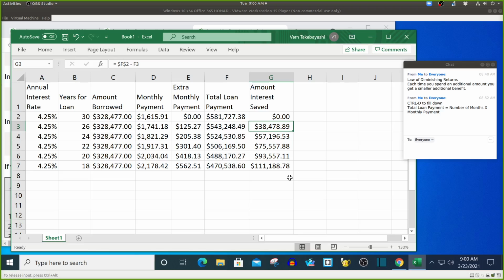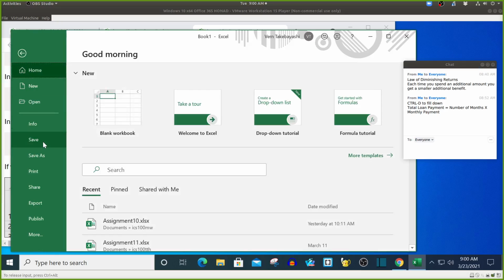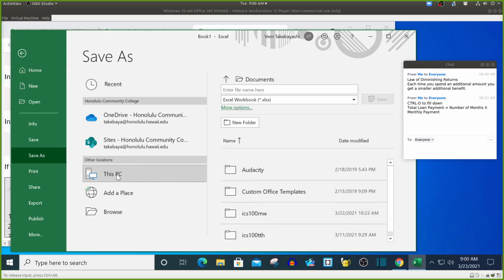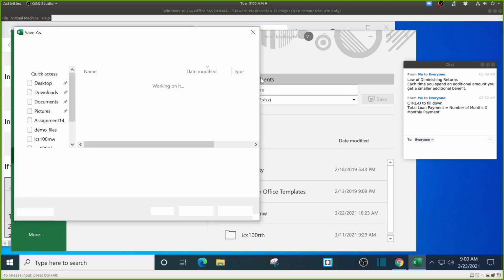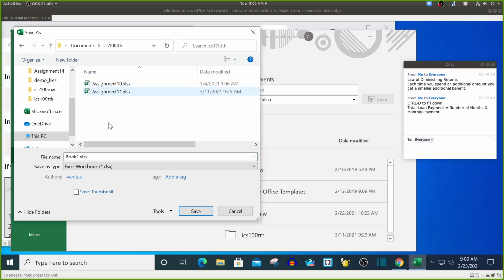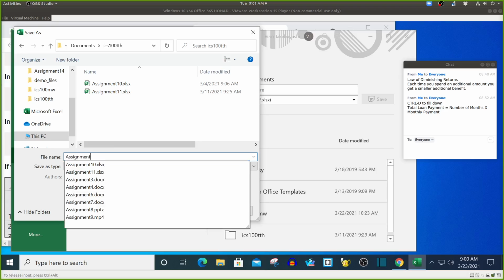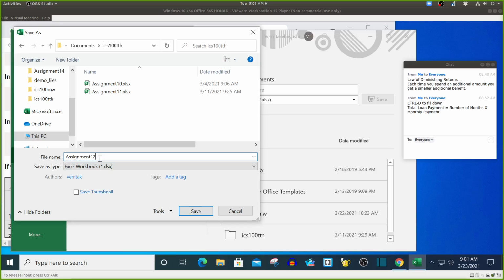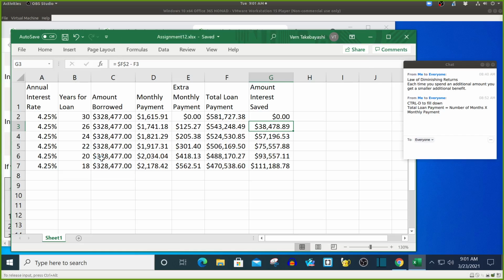We don't see the actual trend. Now, I should save my work, because I did a lot of work and I don't want to repeat it. So I go File, Save, and I'm going to start off in my Documents folder and go into my ics100 Tuesday, Thursday folder. I'm going to call this my assignment 12.